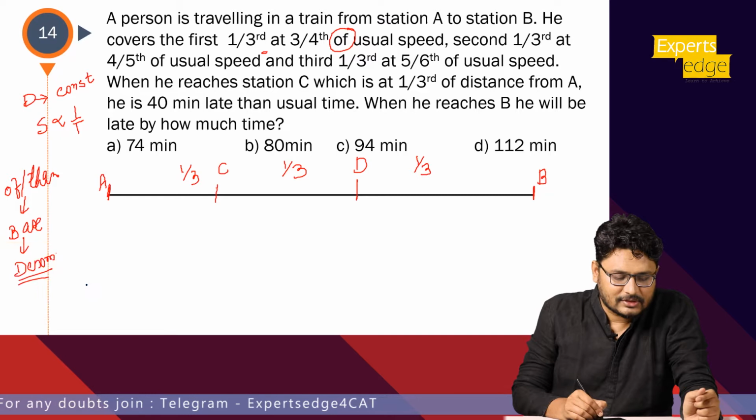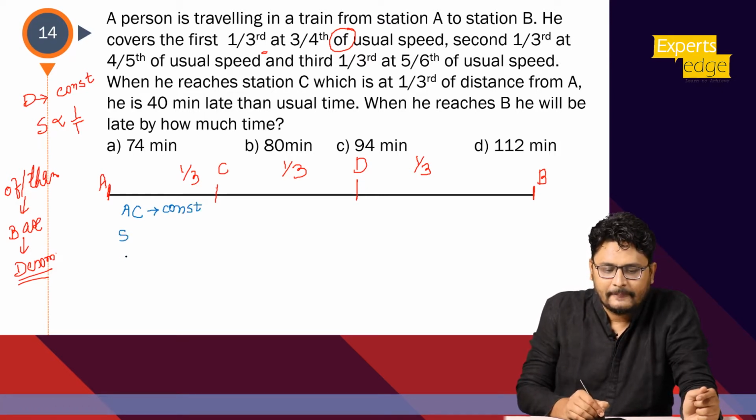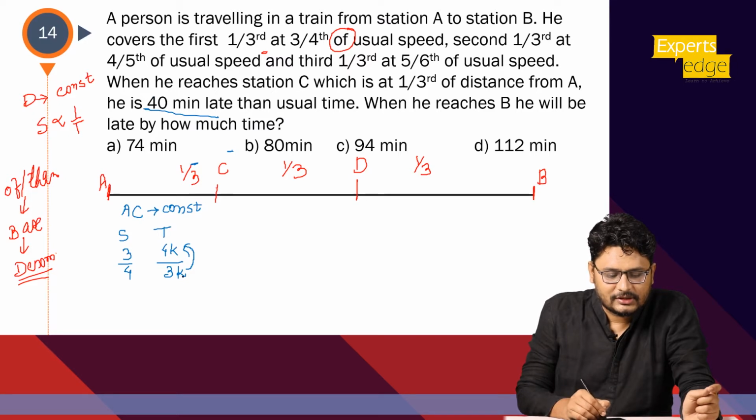As the distance is constant, I can consider this AC as distance constant. Now what is the speed का ratio here? Speed का ratio is 3:4. So अगर मेरा स्पीड का रेशियो 3:4 है, टाइम का रेशियो क्या होगा? 4k and 3k. And in this case, by how much is he getting late? He says that it is 40 minutes late from A. So I know the 3k से 4k, that is 1k late. So 1k should be equal to 40, so मेरा k आ जाएगा 40.